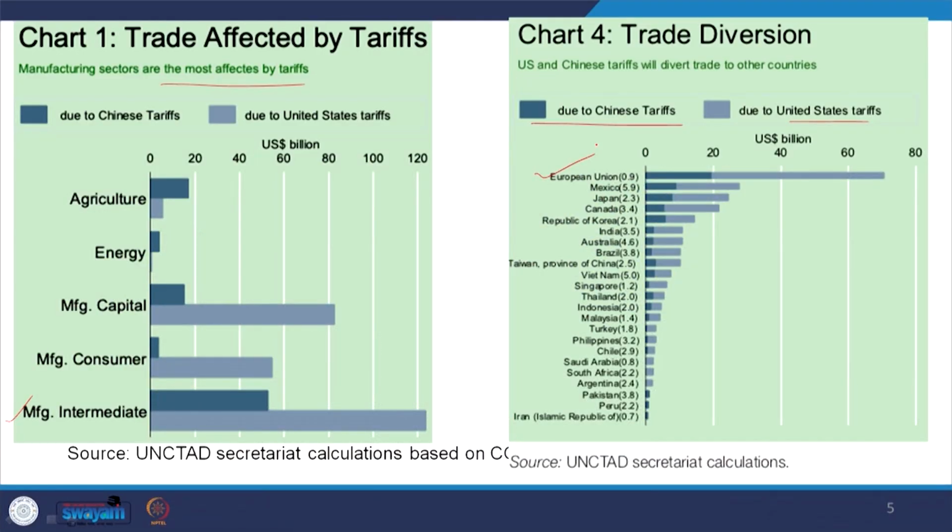Now, followed by Mexico, the list includes Pakistan, Peru, as we know that these countries have less trade, less association, even Iran. Similarly, looking at India's perspective in this figure, India is also affected, among the top 4 or 5 group. The Chinese effect is higher for India as compared to the US effects of imposition of tariff. These are expressed in US billion dollars.